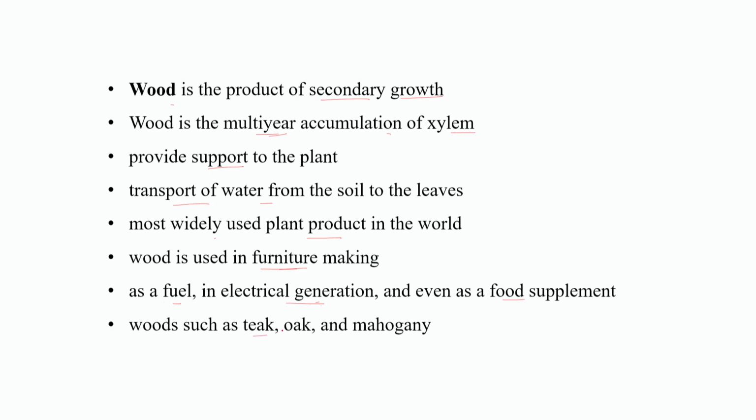Now you would have heard of some names, like in India we have teak wood, mahogany wood, and you have heard the names sagwan, sesame. These are all different types of wood, and they have different properties, and because of those properties they are used for different purposes.